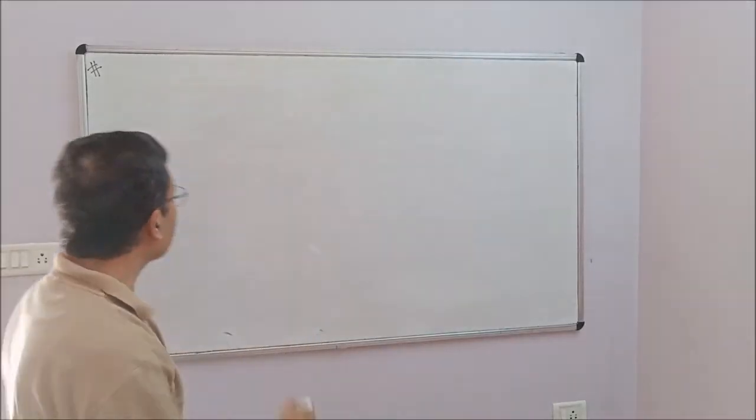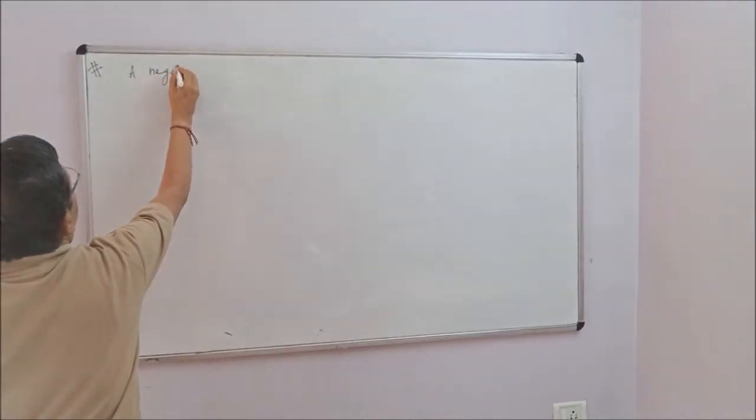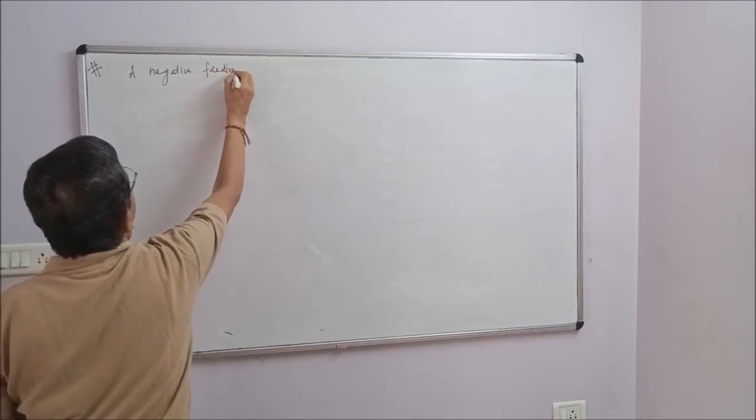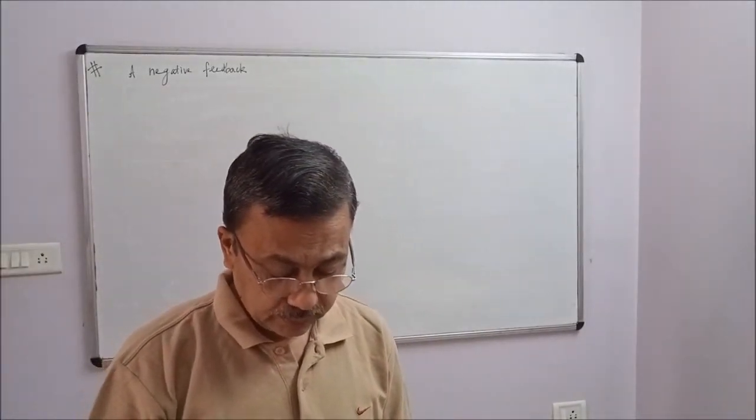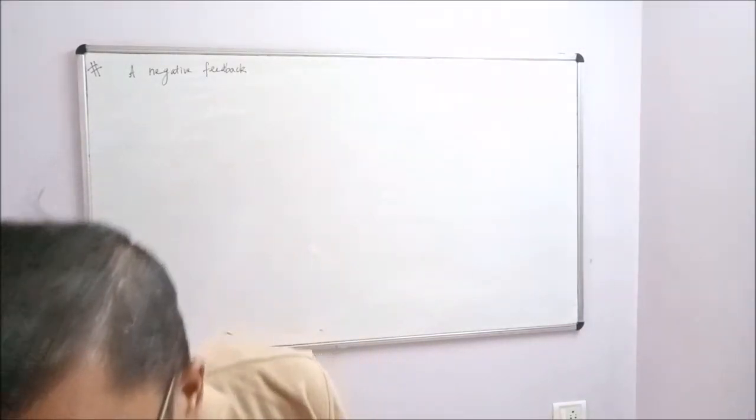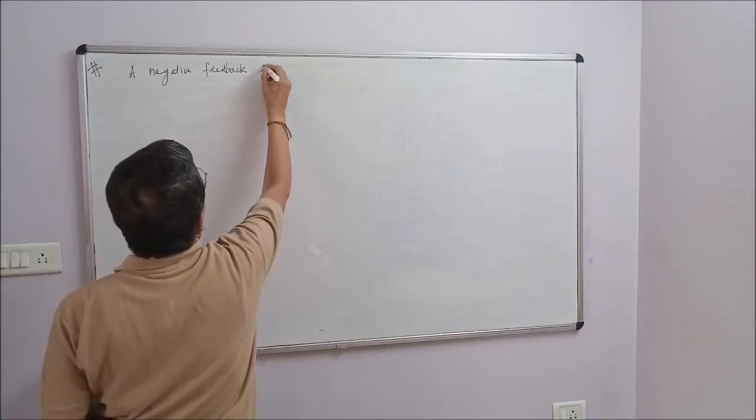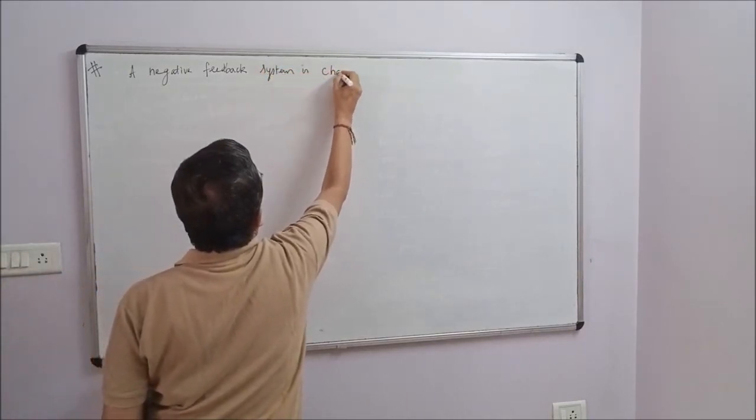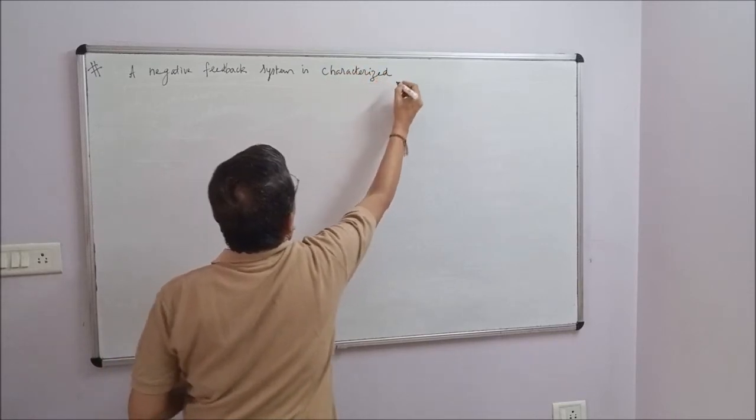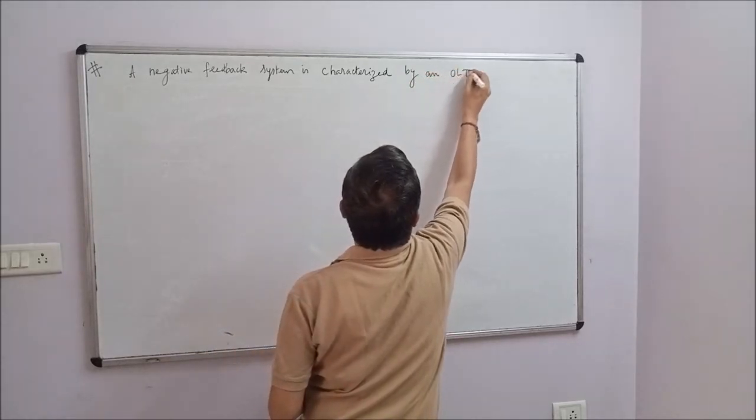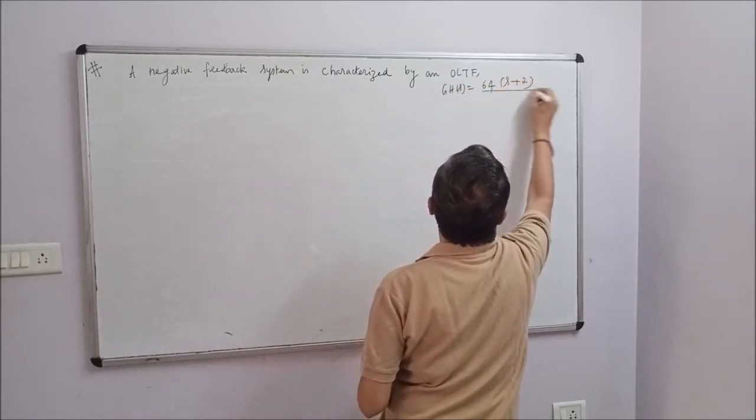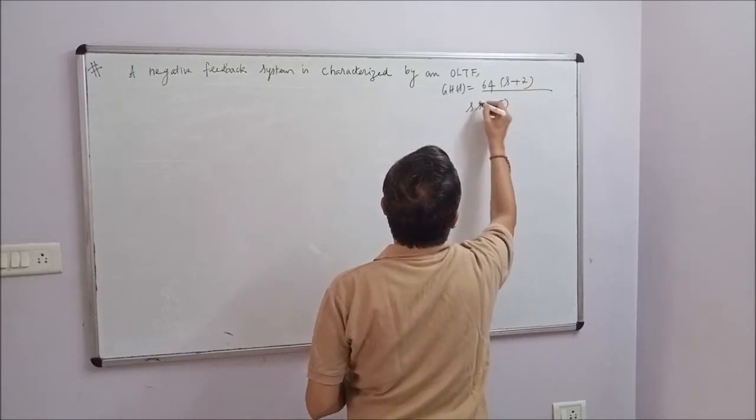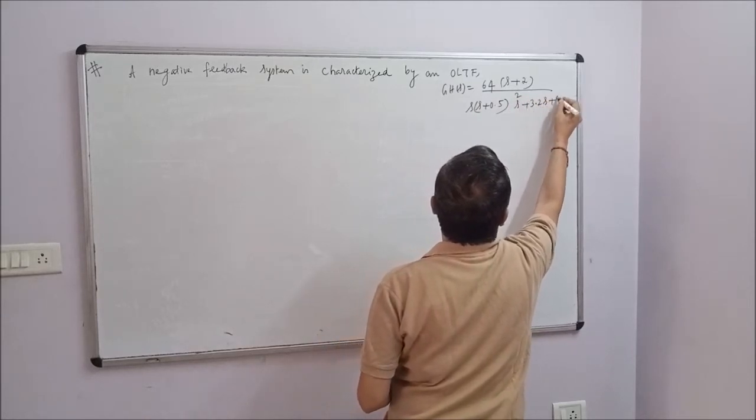Okay. Next problem. A negative feedback system is characterized by an open loop transfer function GH of S is equal to 64 into S plus 2 divided by S into S plus 0.5 into S square plus 3.2 S plus 64.